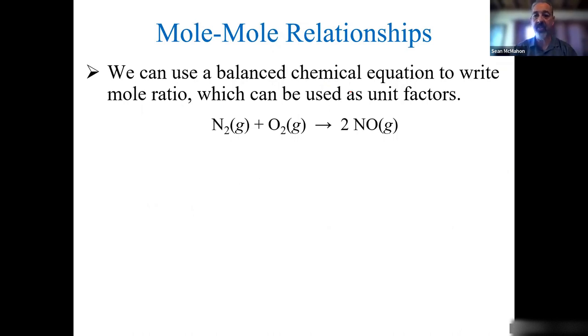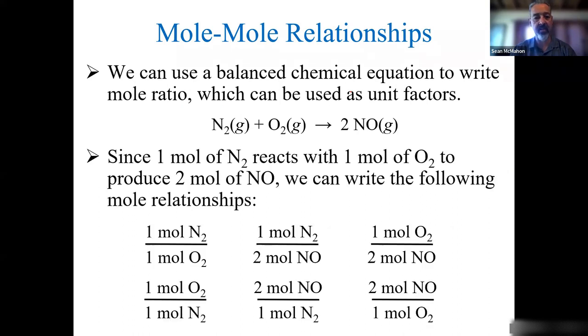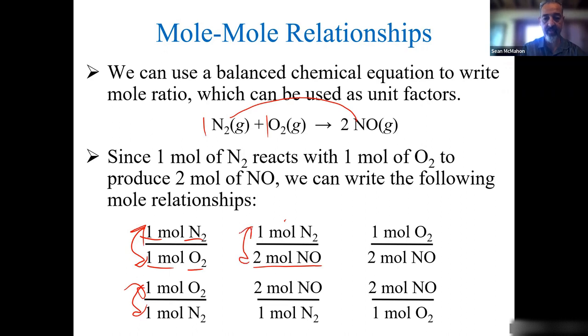So we can use a balanced chemical equation to write mole ratios. In this reaction, it's 1 mole of nitrogen gas, 1 mole of oxygen gas, 2 moles of nitrogen monoxide gas. So look at all the ratios. There's 1 mole of nitrogen to 1 mole of oxygen. So I need 1 mole of this reactant to react with that. I could flip this if I need to. It's a conversion factor. 1 mole of N2 produces 2 moles of NO. And I can flip it. 1 mole of O2 produces 2 moles of nitrogen monoxide.